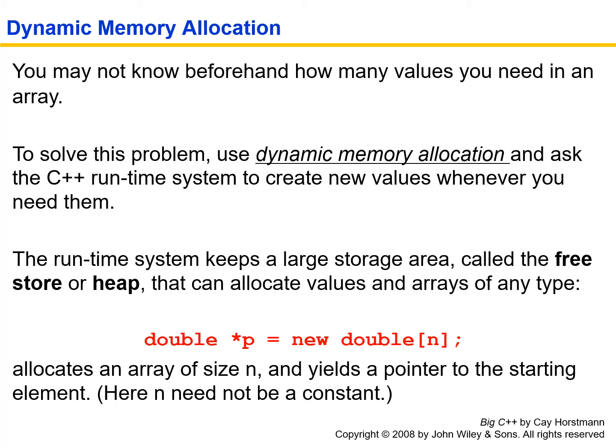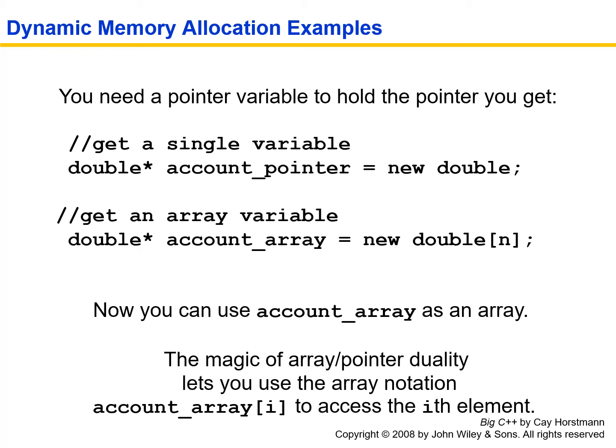The operator that creates dynamically allocated memory in C++ is new. new double[n] creates an array of size n and yields a pointer to the starting element. This is cool because in this case, n does not have to be a constant. You can ask the user, how many grades do you want to input? And they can type in 35, and you can create a new array of size 35. You can also create new pointers that are not arrays by just saying new double without the square brackets after it. And that will create a new, say, bank account balance or something for you.